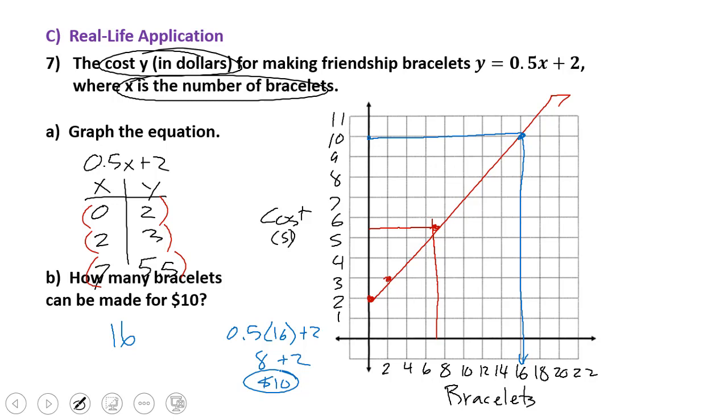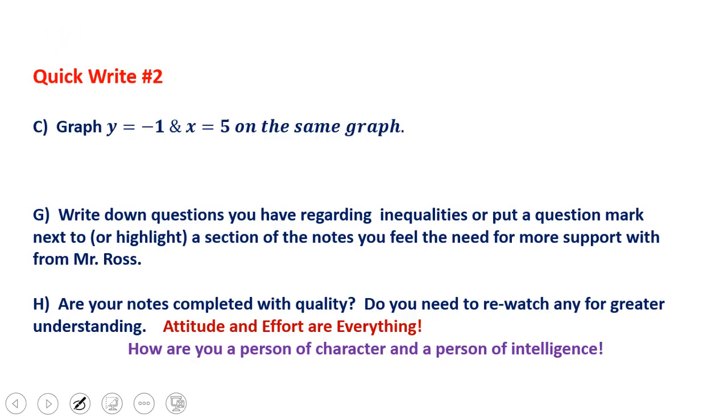Ladies and gentlemen, that's the end of this video. You have some quick writes where all you have to do on the same graph is graph y equals -1 and x equals 5 on the same graph.